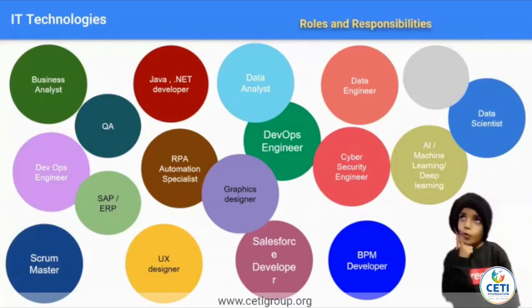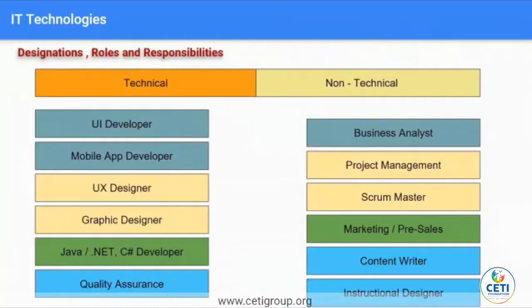I'll come to it. Okay, Salesforce developer, RPA. So now where to go? Again, you get very overwhelmed, right? Now, first, let's come to some designations. This will vary from organization to organization, but I'm providing a generic one. The roles and responsibilities can be categorized as technical and non-technical. Like you can be a UI developer. Now, if you go for a data scientist, your role will be different. You'll get an equivalent role. So UI developer, mobile app developer, you can be UX designer, graphic designer.